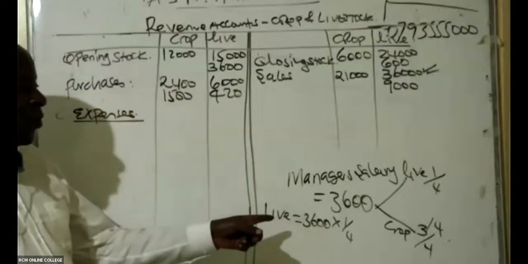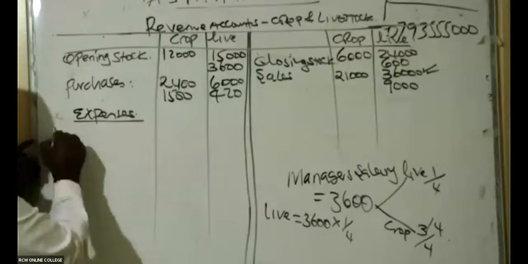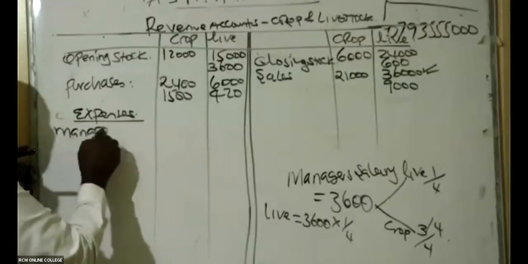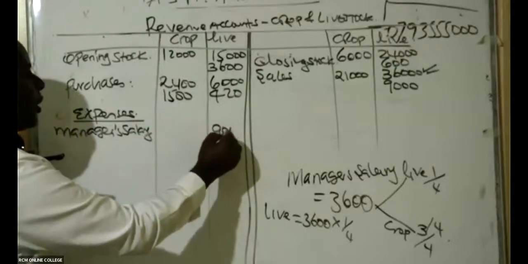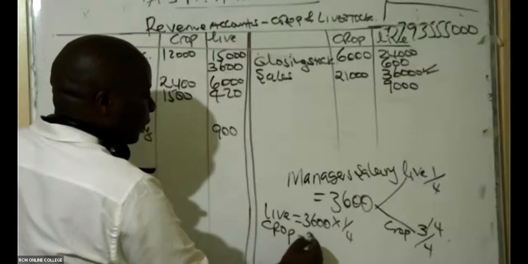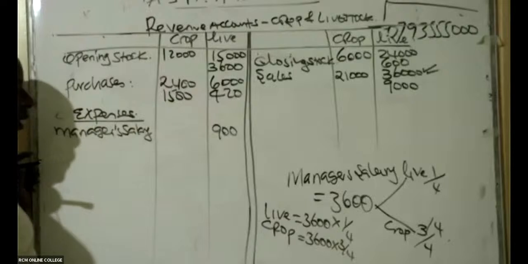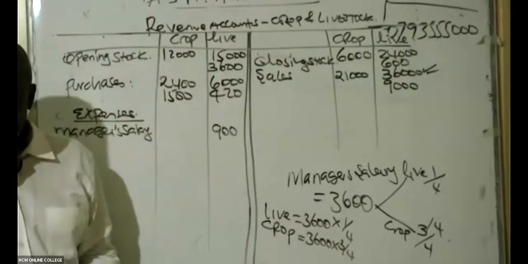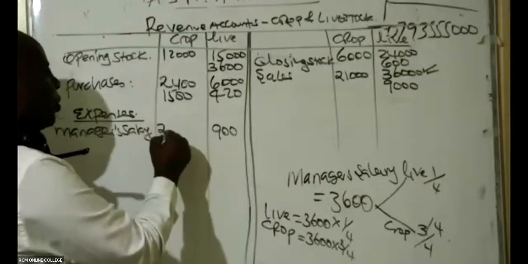Remember, he wants to confuse you. You see, I started with the word livestock, but you're bright. We know that this manager's salary, we shall come and book here. Livestock is 900, and then for crop we have 3,600 times 3/4, which will end up giving us what figure for crop? 2,700.